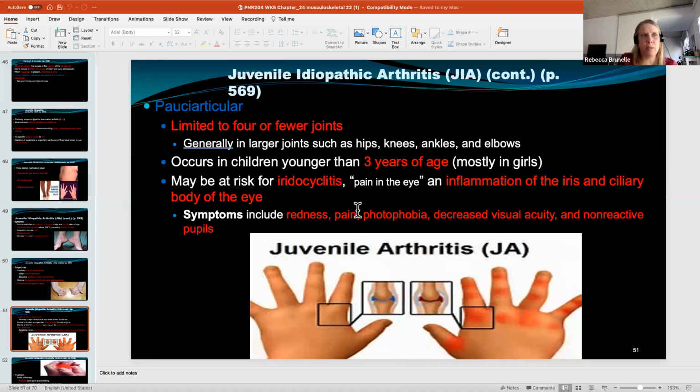And you might see inflammation of the iris when it's this limited number of joints, but they still have the same problems, pain and swelling in the joint, but they also have photophobia and decreased visual acuity.